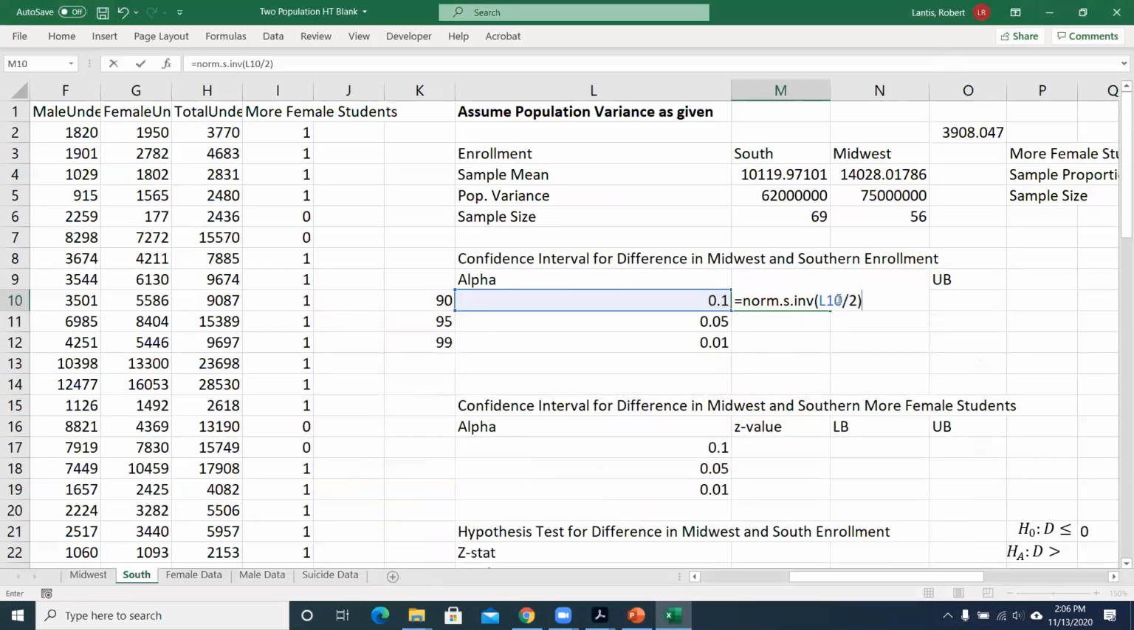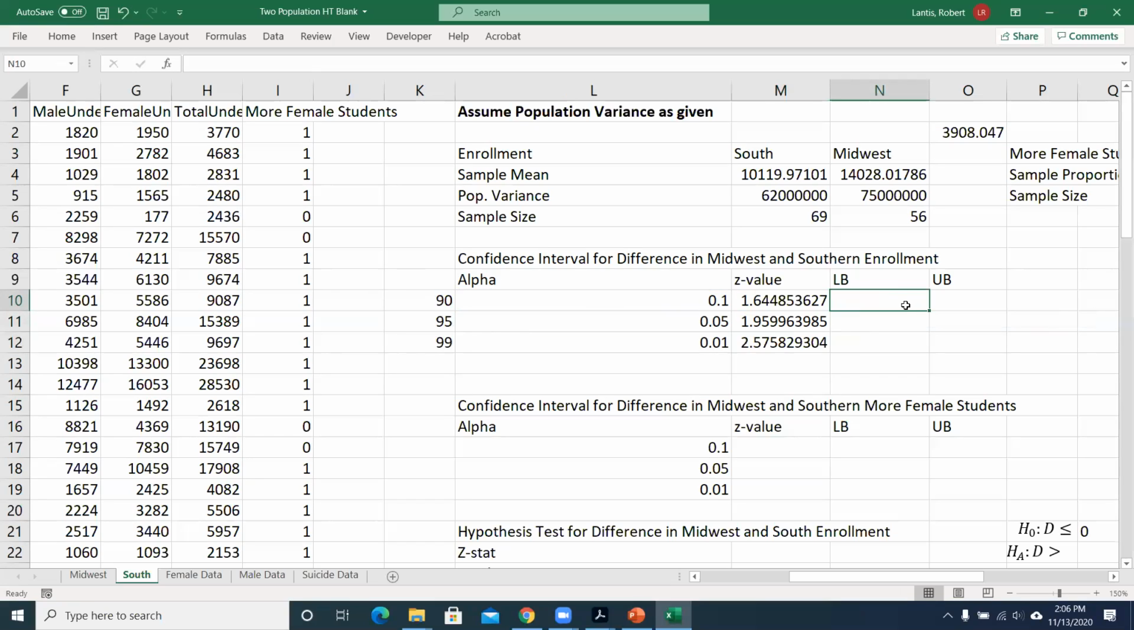So I want to make sure that I'm not getting a negative value here. I just want the absolute value. Now, because alpha over 2, we're looking at that left side, it is going to be negative. So the way I can solve that is just use that ABS or absolute value function. Once I do that, now I've got my z value for the 90% confidence level. Then I can drag this down, and it will update the alpha reference. And now I've got my 3 z values that I would need to build confidence intervals at these 3 different levels.